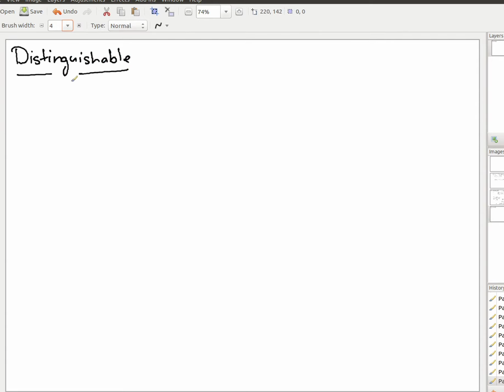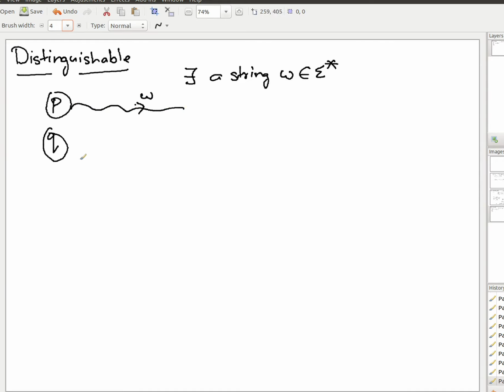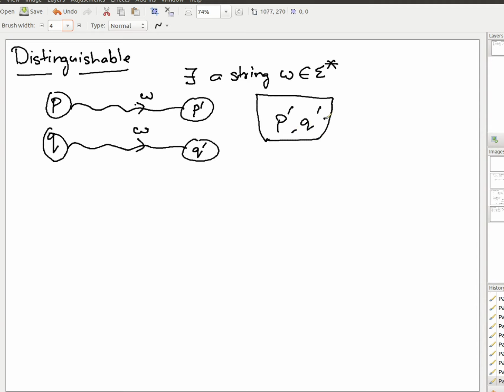Now, just like we defined two states are equivalent, we can define two states P and Q as distinguishable if exactly one of them goes to a final state for some given string W. So, if P and Q are two states given to you, what we are saying is that there exists a string W in sigma star such that when you apply W from P and when you apply W from Q, the states that you reach, P dash and Q dash, exactly one is a final state. Which one, it doesn't matter.